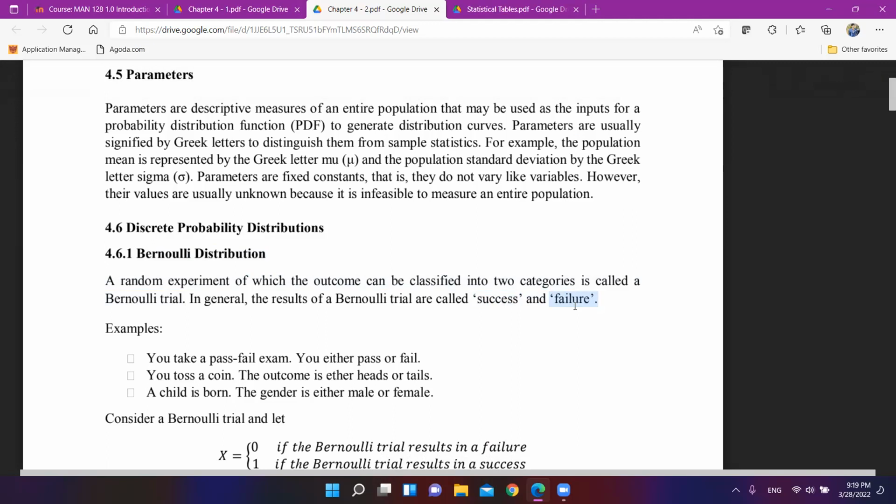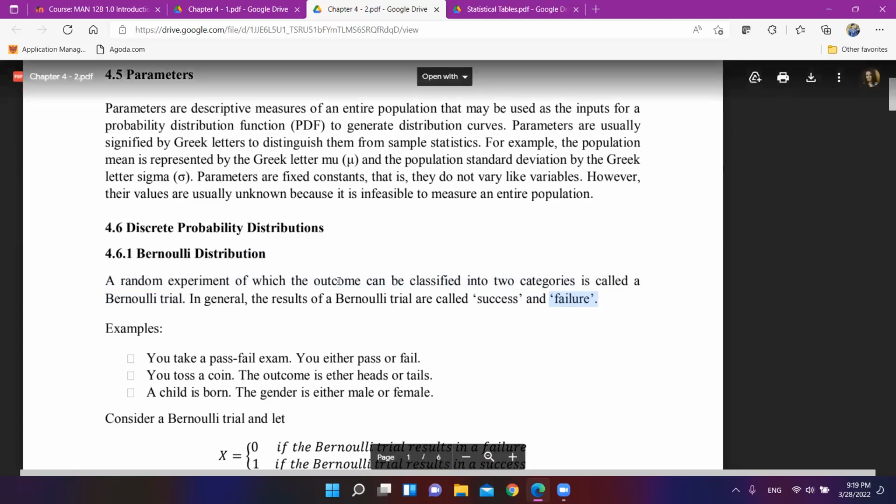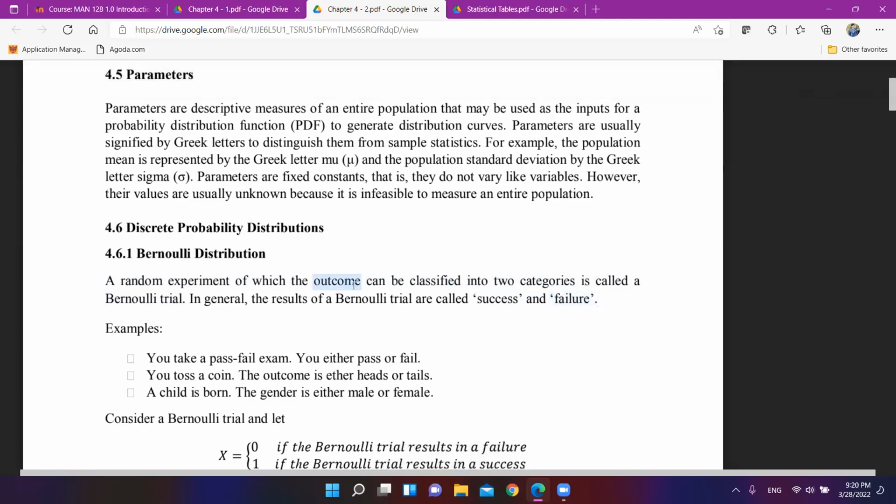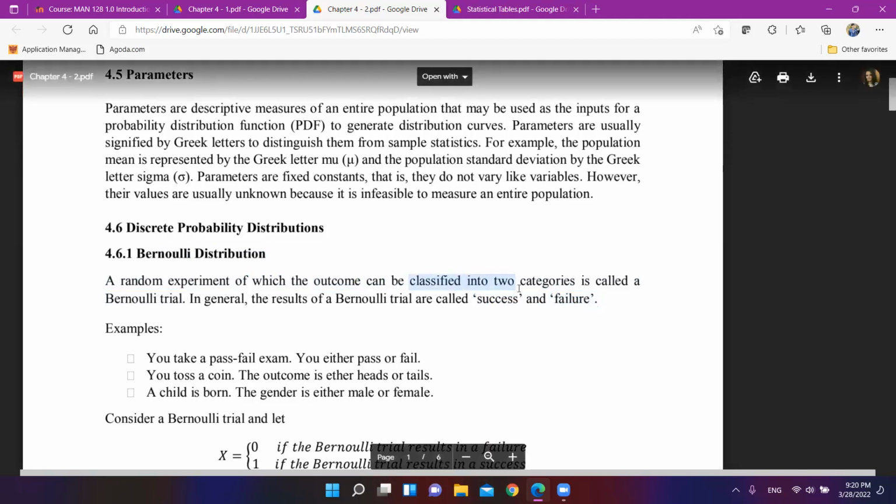You can define what the success is and what the failure is. The requirement is that the outcome, the final result we get, can be classified into two categories, right? So that you can call it a Bernoulli trial.